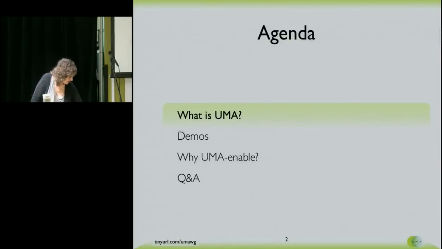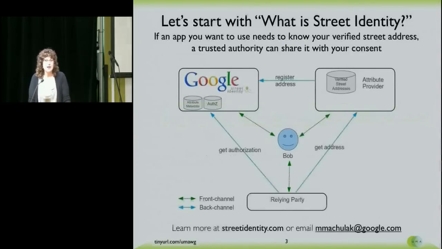Okay. So before we actually talk about what user-managed access is, we thought we'd talk to you a little bit about the Street Identity Project, which is something that Google is involved in and demonstrates a user-authorized way of sharing information that's trusted about that user with apps that the user wants to use. And it's basically an OAuth-enabled solution. And why don't I just bring up Maciej to talk a little bit about Street Identity and do a demo.